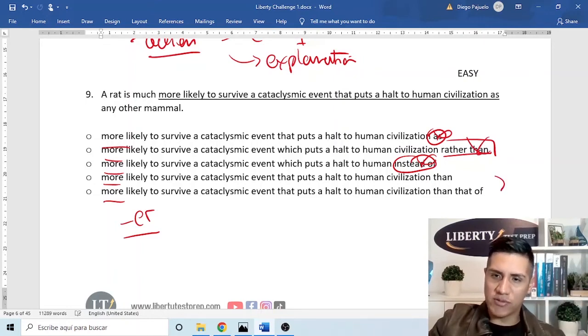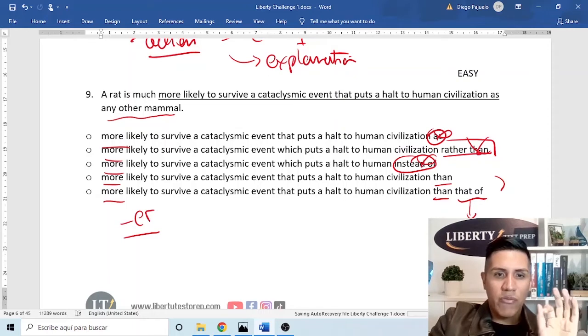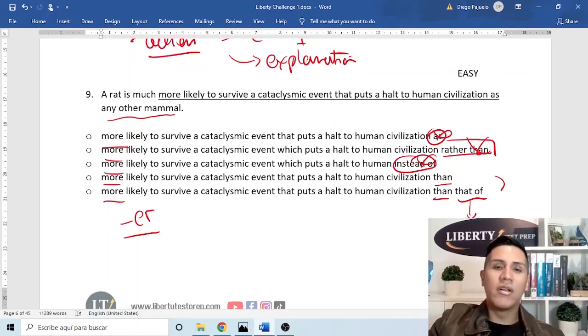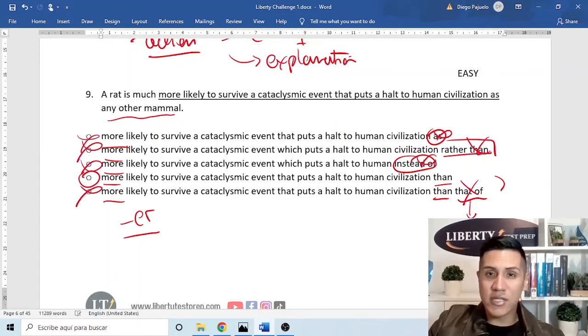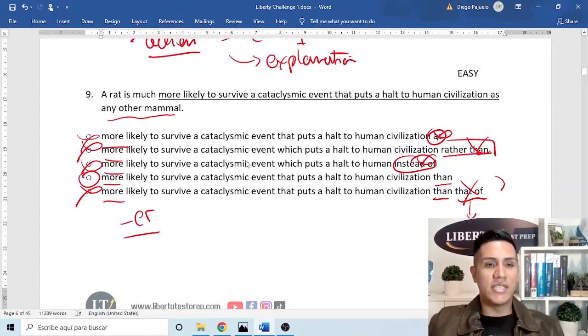So we have these two options: than, and then we have "than any other mammal" or "than that of any other mammal." This "that of" stands for something that belongs to that mammal. Okay? What do we want to compare though? The rat to other mammals, or the rat to something that belongs to other mammals? We want to compare the rat to other mammals, right? So this "that of" is unnecessary there. It makes the comparison weird, nonsensical. Okay, so for number 9, the answer would be letter D also.